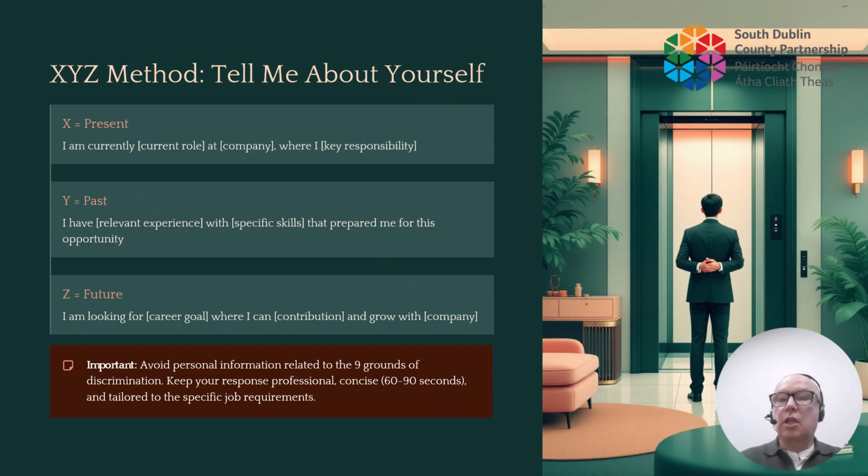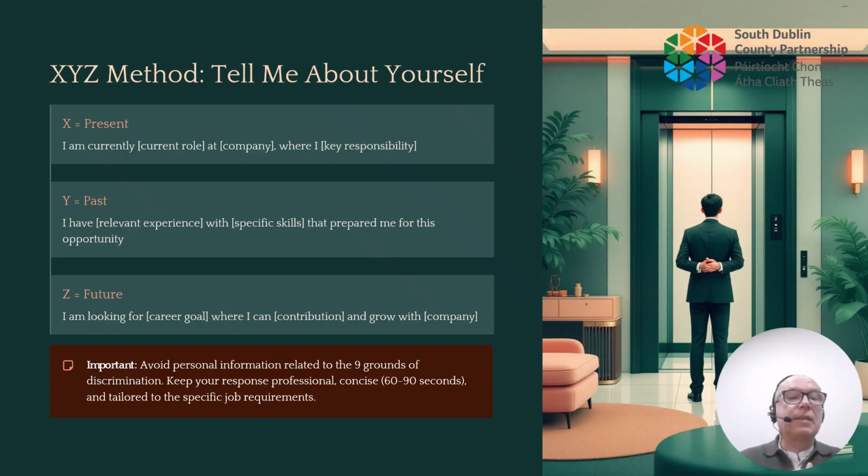Now, we mentioned this a little bit earlier on, the XYZ method. Tell me about yourself. So, what does X stand for? X is present. I'm currently in a current role or with a company and where my key responsibilities are. So, it's very simple. It's what's your present situation, who I am, what my current role is, is it full time, is it temporary. They just want to know a little bit more about you in relation to your current capabilities.